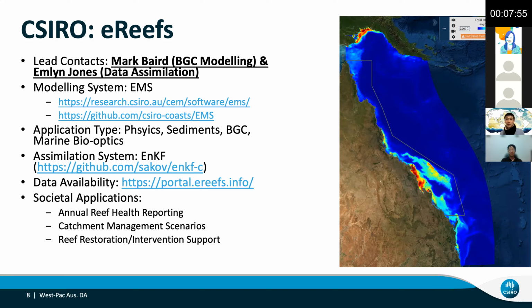And the assimilation system that we put over the top of EMS, for both the physics and also the BGC, again, is an ensemble system, and we have both Ensemble OI and EnKF systems ticking over. And that's used for annual reef health reporting, as well as trying to understand what are the likely impacts of potential reef restoration interventions that might be imposed.